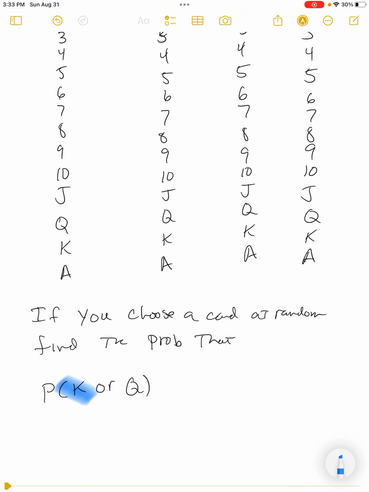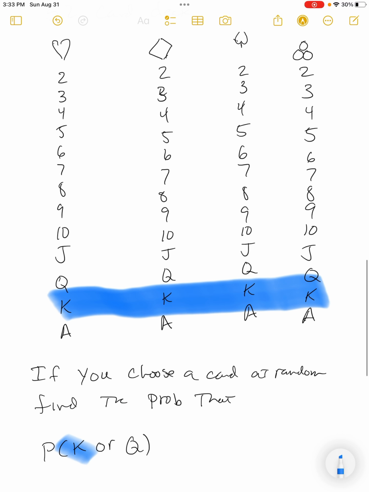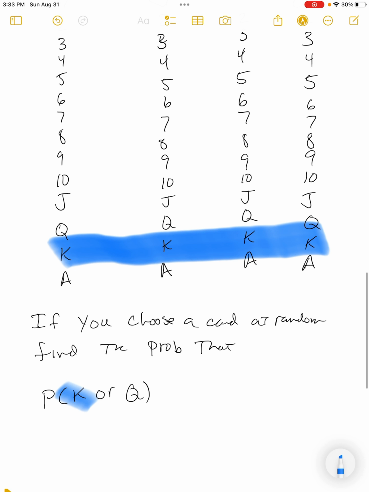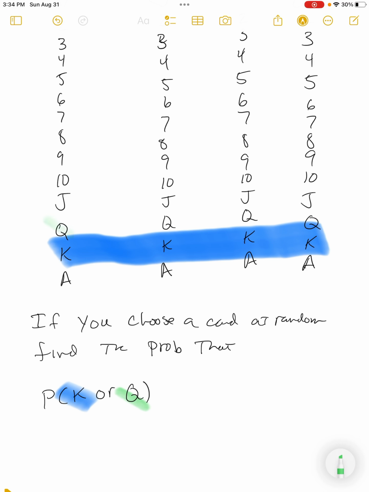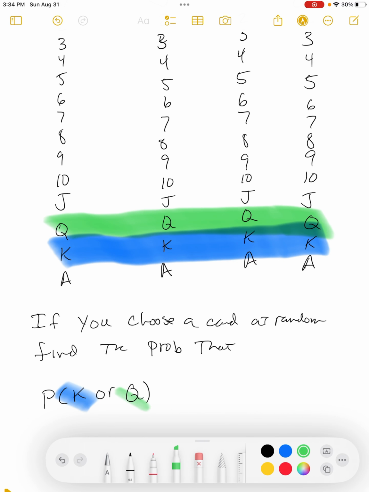So how about the king? Well, I got 4 kings, 1 in each suit. If I come back up here, I got those 4 kings. Or a queen. What about the queen? I got 1, 2, 3, 4 queens. Notice there's no overlap between those two. There's no places where they coincide. There's no double counting possible. All the queens were unshaded once I got that king.